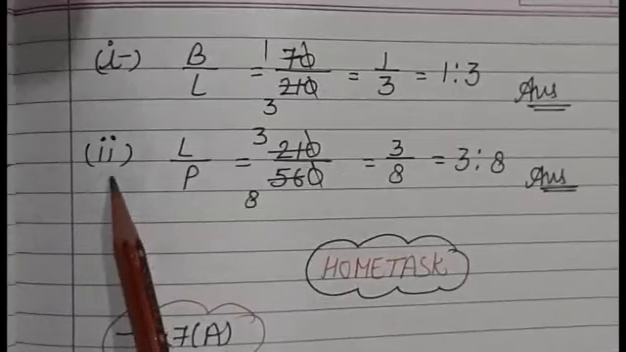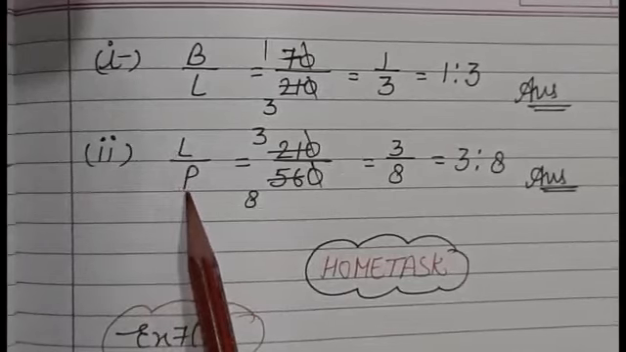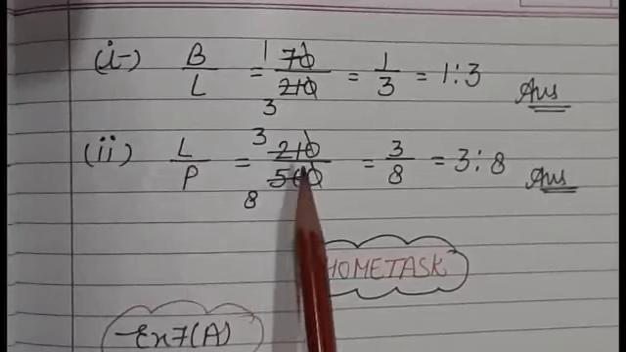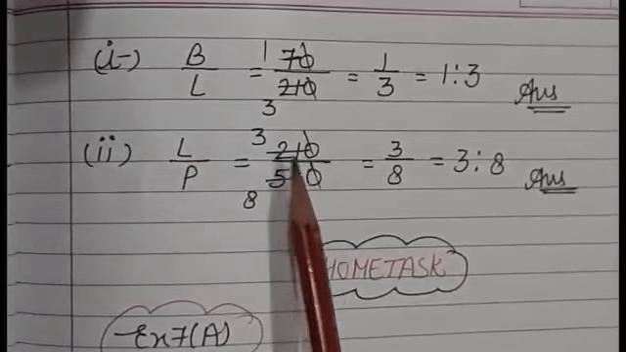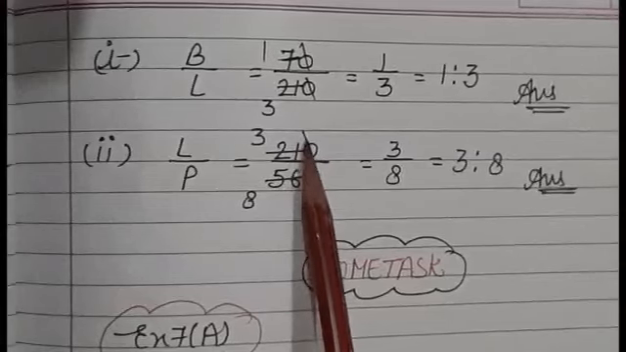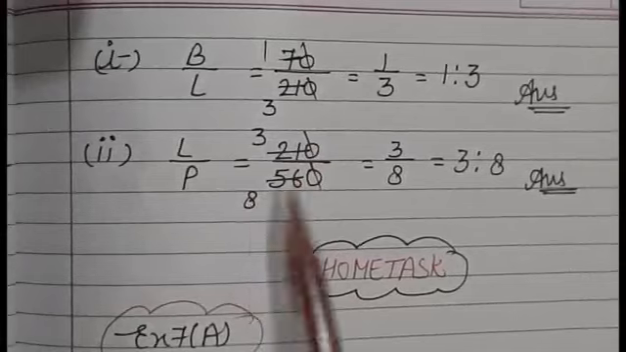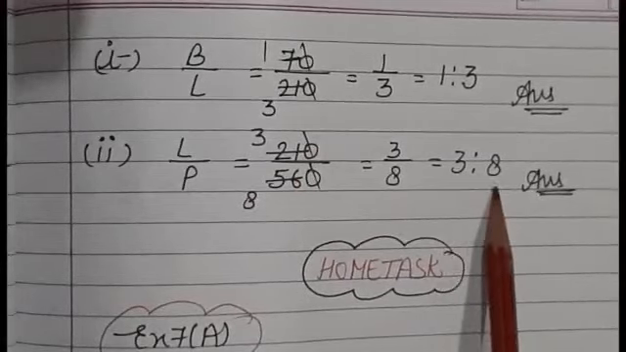Now second part, in second part we have to find the ratio of its length to its perimeter. So length is 210 by its perimeter is 560. 210 by 560, 0 to 0 cancels, 7 3s are 21, 7 8s are 56. 3 by 8, ratio is 3:8.